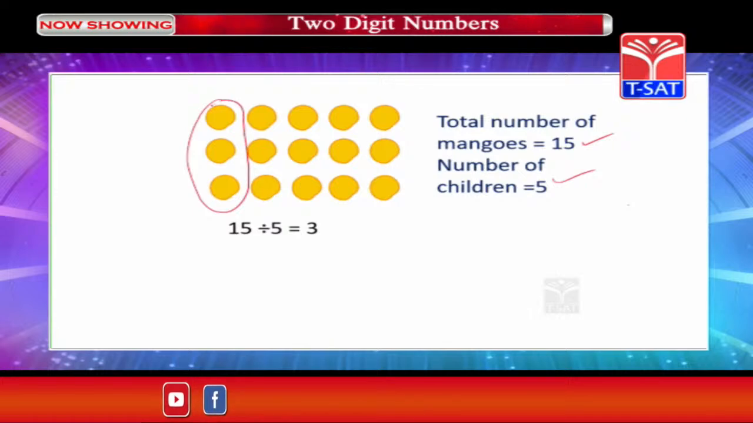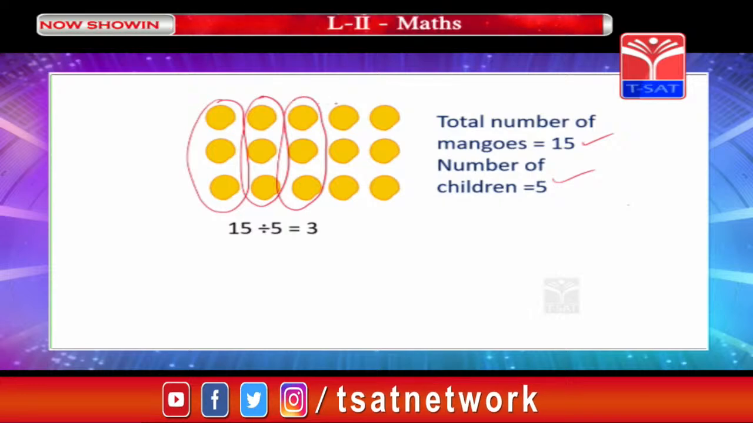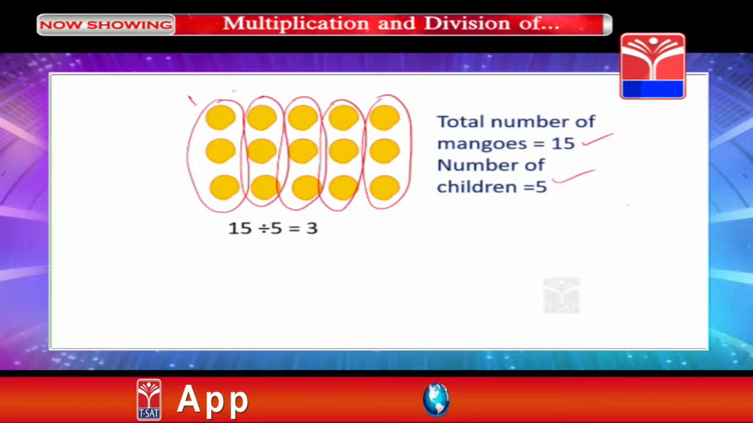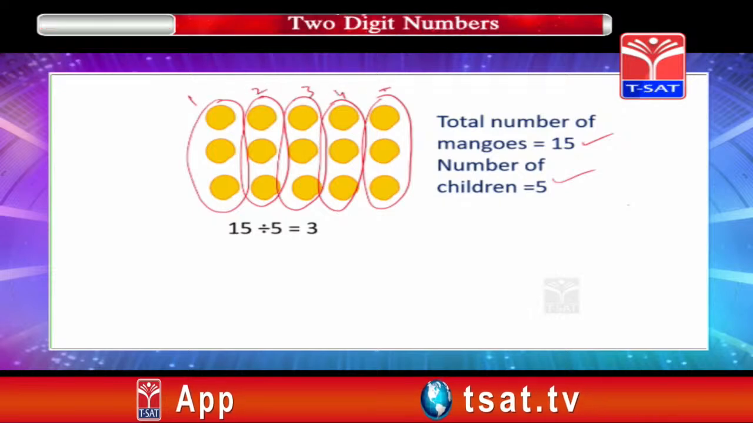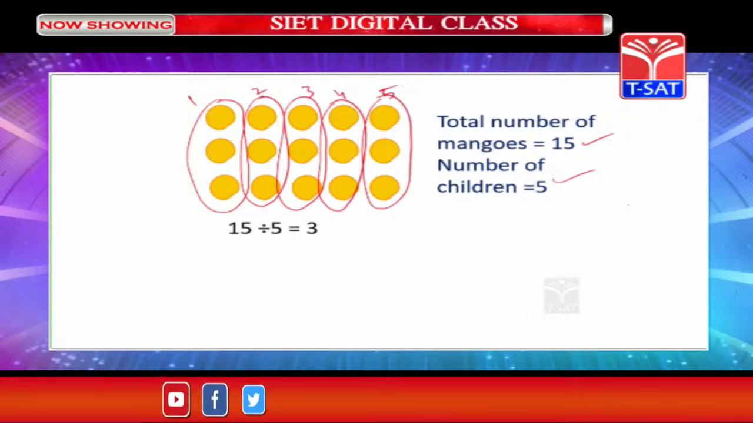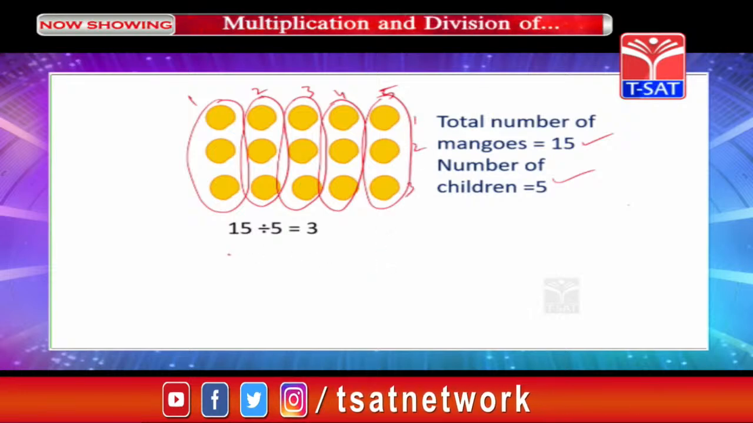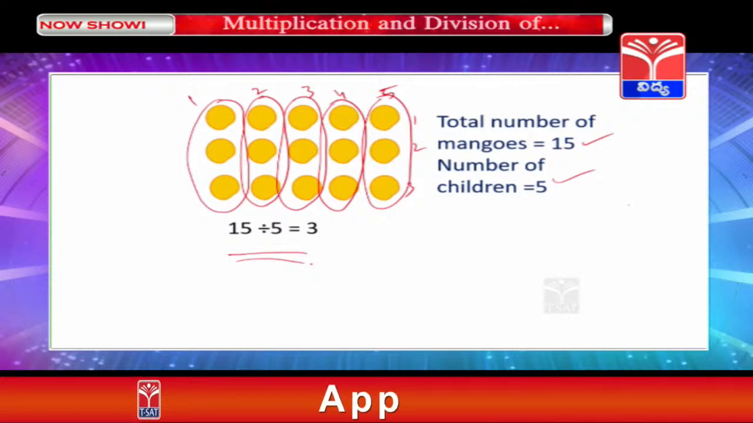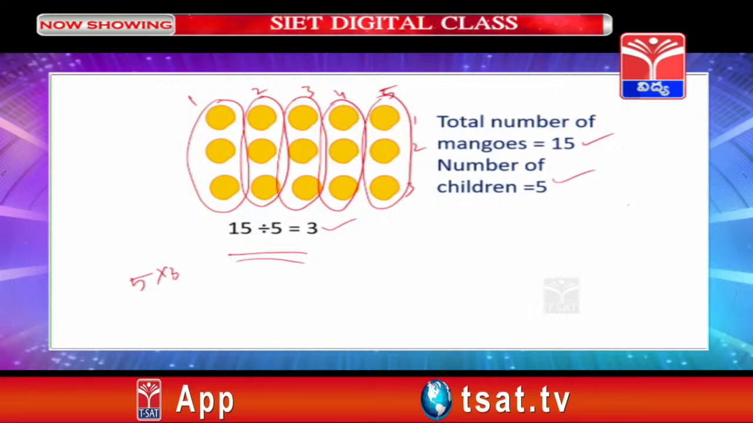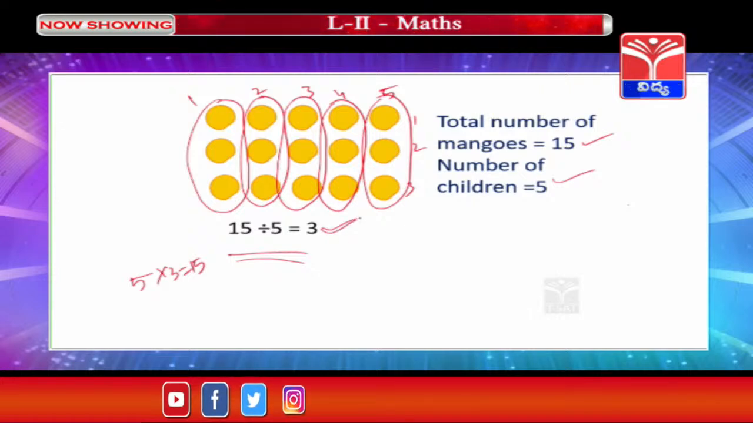So this is one group, this is the second group, this is the third group, this is the fourth group, and the remaining one is the fifth group. So 1, 2, 3, 4, 5 groups. When we arrange 15 mangoes in 5 groups, in each group there are 1, 2, 3 mangoes. So when 15 is divided by 5, we get the result 3. Why? Because 5 3s are 15. So 15 divided by 5 is 3.